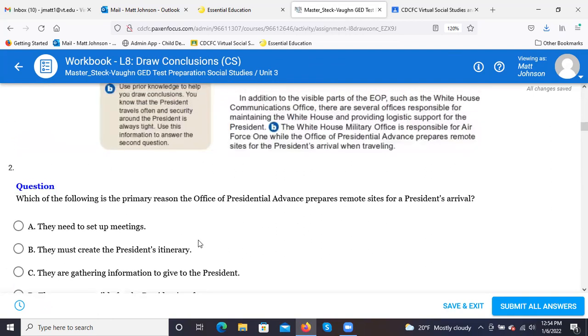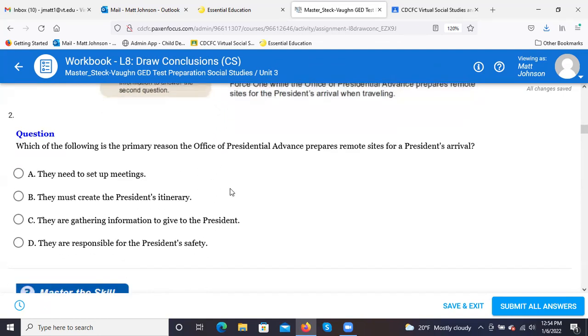Which of the following is the primary reason the office of presidential advance prepares remote sites for a president's arrival? A, they need to set up meetings. B, they must create the president's itinerary. C, they are gathering information to give to the president. And D, they are responsible for the president's safety. D? Yeah, D, they're responsible for his safety.